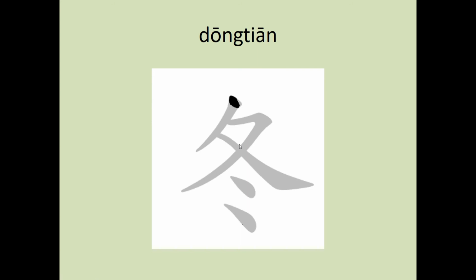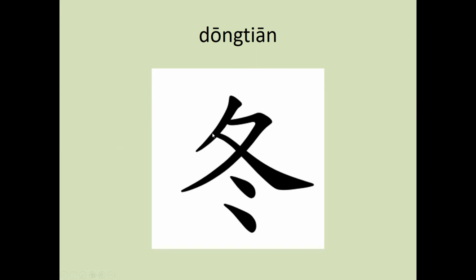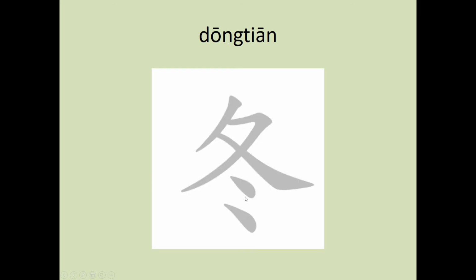The last character to trace is dong tian for winter, and it combines the go slowly character with the ice radical, because you need to go slowly or else you'll slip on the ice.